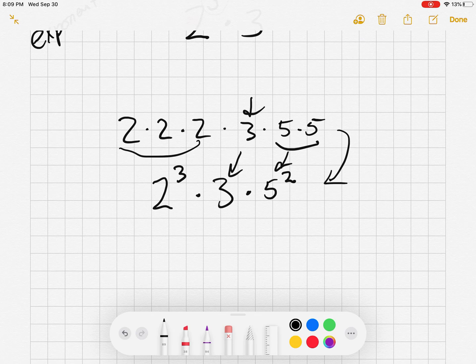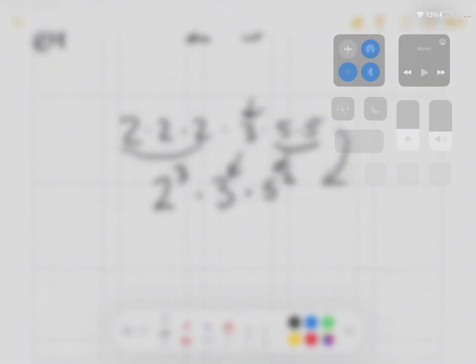So this is a different way of writing it, and we're going to start using a lot more exponents. Okay, hopefully that helps. If you have any other questions, let me know. Again, this is 1.2.4 Part 1 and 1.2.4 Part 2.